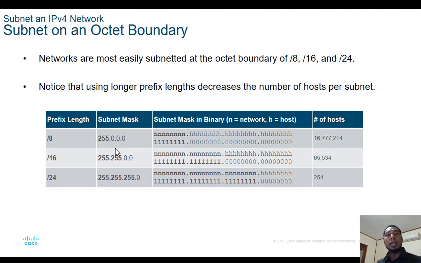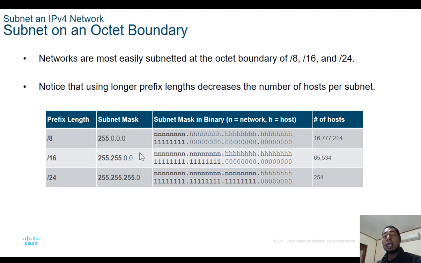So one octet is 8, 8, 8, 8, which is 32. When you see 255, that means all of the bits in that first octet are on. If you count all those bits, they are 8 bits. So /8 is another way of writing your subnet mask, a prefix length.